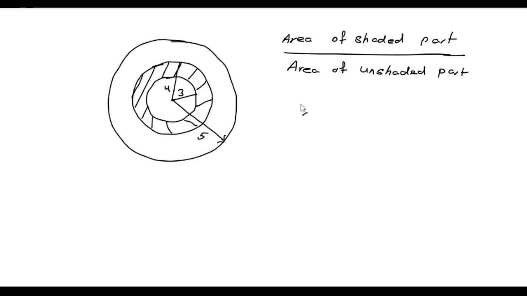So you have 3 circles and their ratios are 3, 4, 5. Now I'm not doing anything, I'm just writing the ratio of these 3 radii: 3, 4, 5.